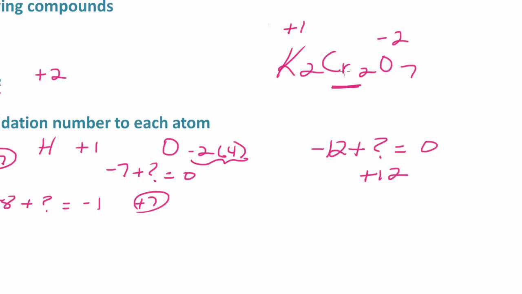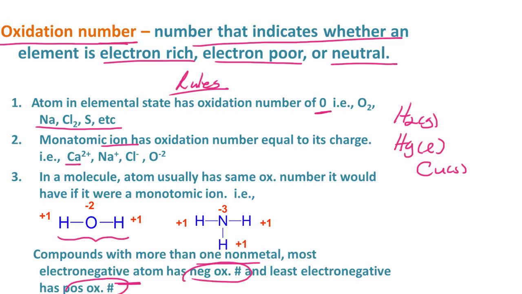The oxidation number of the chromium is not a +12. We have 2 of them, so the 12 divided by 2 would be a +6 for the chromium. So the oxidation numbers here are a +1 for potassium, +6 for chromium, and a -2 for the oxygen atom. Just practice some of those.